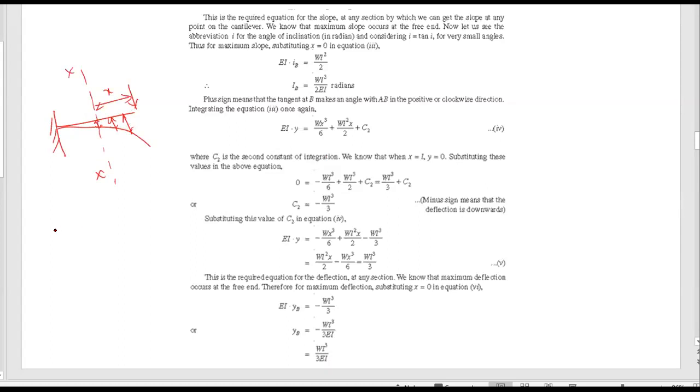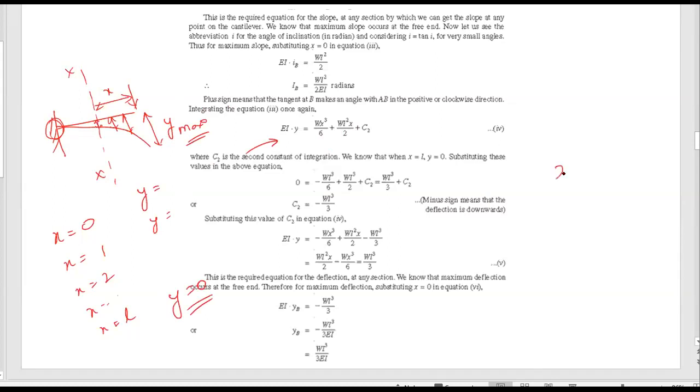That is, substituting x is equal to 0, x is equal to 1, x is equal to 2, and so on, and x is equal to L. So I need to find out the deflection by substituting x is equal to 1, x is equal to 2, x is equal to 3, and so on. And at the fixed end, the deflection is 0. If you see the diagram, we are observing the maximum deflection at the free end. The maximum deflection occurs at the free end.